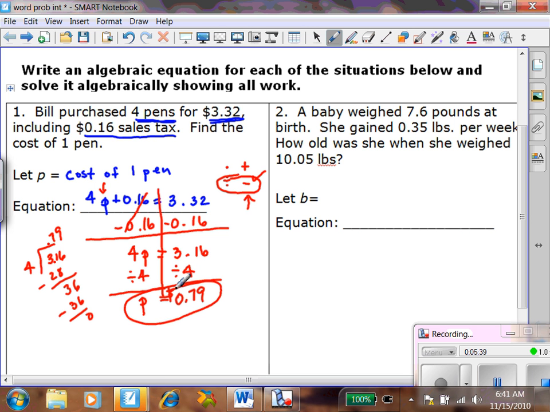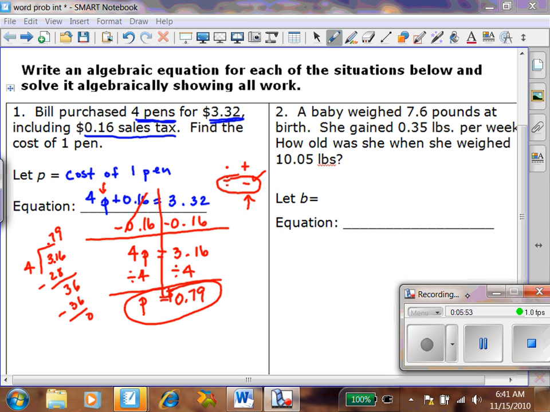So if you were to double check that, you would take 4 times 79 cents, add 16 to it, and you should get $3.32. So there you have it. It's just that simple. So don't make it more complicated than it needs to be. Just read what you have, identify what your variable is in each situation, write out your equation, and solve it. All right, you're on your own from here on out. Good luck. See ya.